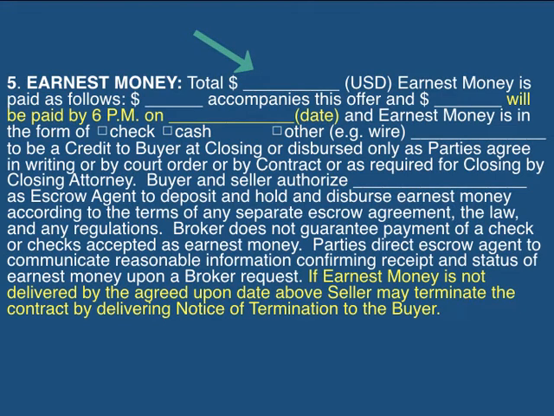If it's going to accompany the contract, then you put $5,000 in the second blank that it's going to accompany this offer. And you'd put NA for "will be paid by 6 p.m. on a certain date." And you don't put a date. You put an NA in that spot as well.